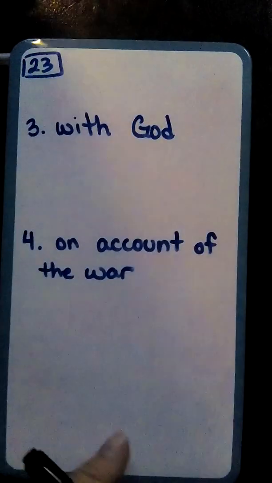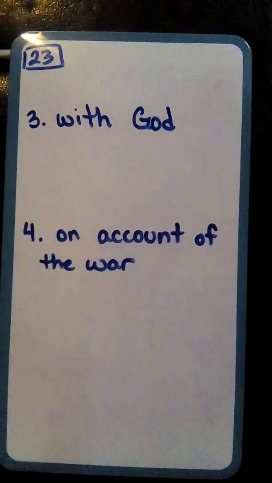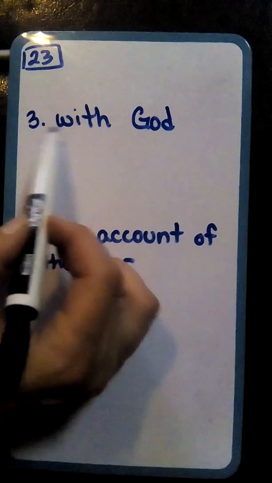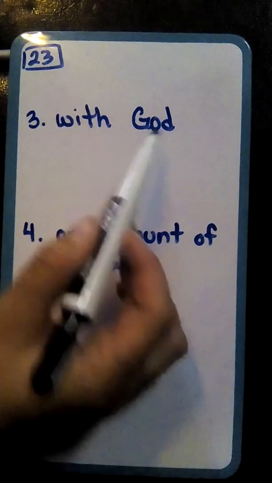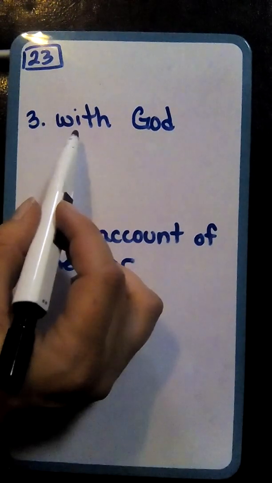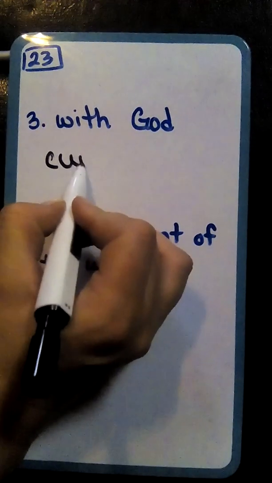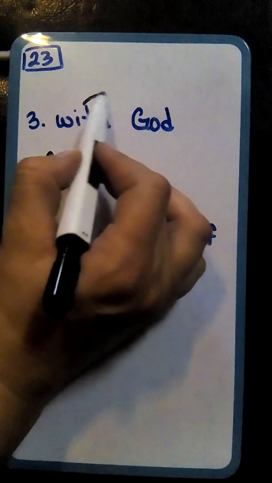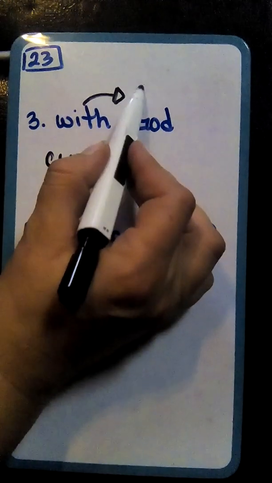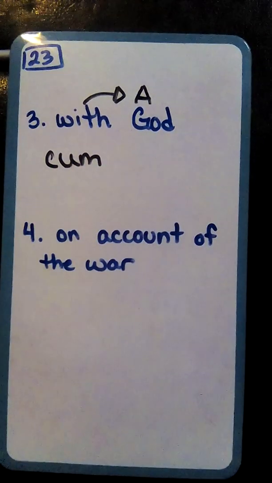Now moving on to exercise 23, now they're going to have you translate from the English to the Latin. So let's give this a try. I chose number 3, which is with God. So with is our preposition word cum. And cum affects the next word by making it ablative. So God will be ablative.